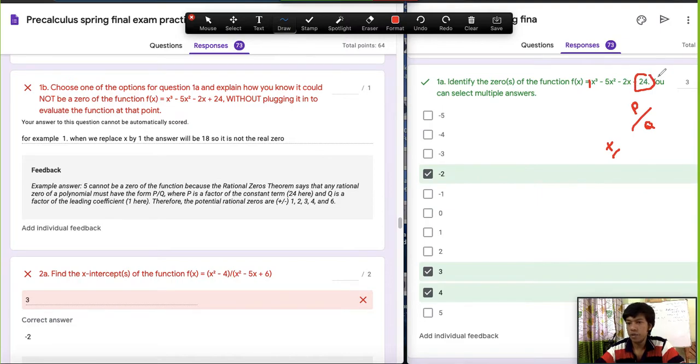The answer will be a factor of 24. And as you can see, minus 5 is not a factor of 24. So basically minus 5 is not an answer without any calculation, because minus 5 is not a factor of 24. Plus 5 is also not a factor of 24. So they are not answers. Without any calculation, you can say they are not the answer. So this is the explanation about that.